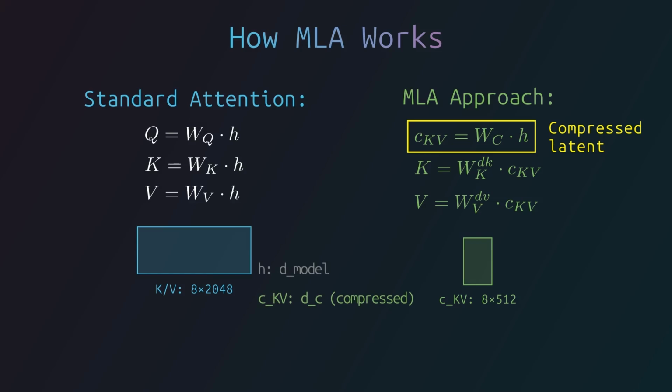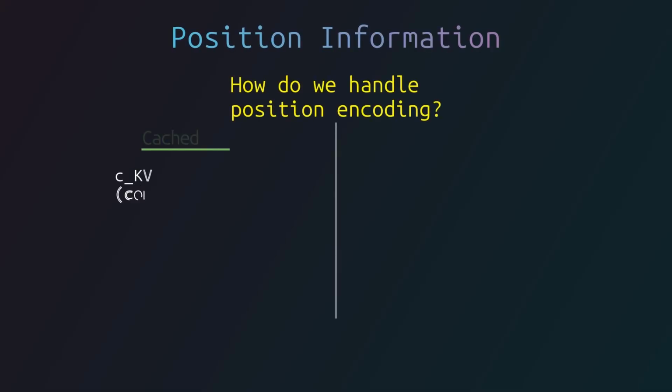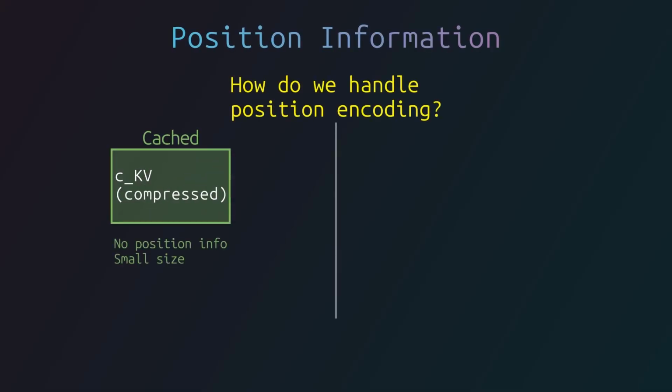The important part is that only the compressed latent needs to be stored in the cache. The detailed keys and values can be regenerated from it when needed. So from the model's point of view, little changes, but from the hardware's point of view, the cache footprint shrinks dramatically. A natural question is what happens to position encoding when we compress things this aggressively?